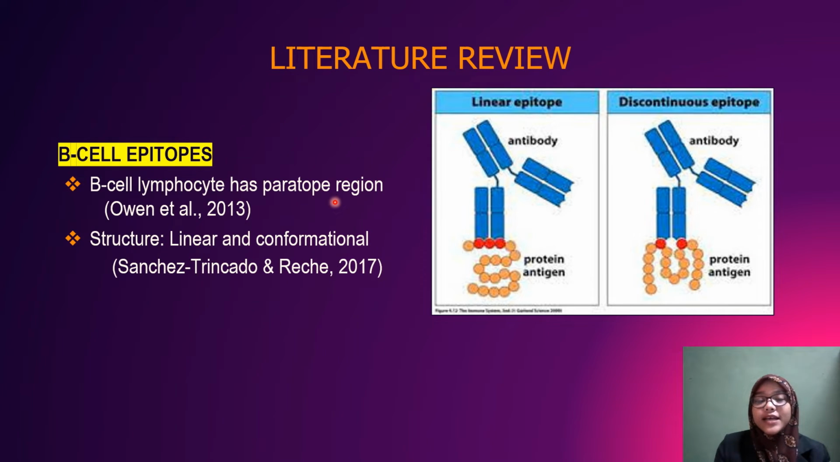The B-cell lymphocyte has a membrane-bound immunoglobulin or antibody. This antibody has a paratope region that can recognize the epitope or the portion of the antigen. So the binding of the paratope to the epitope region of the antigen can elicit adaptive humoral immune response. The B-cell epitope can be present in either linear or continuous structure, or in conformational or discontinuous structure. But in this research, I'm more focused on the linear B-cell epitopes.